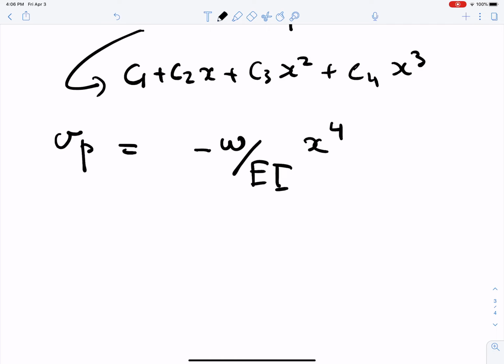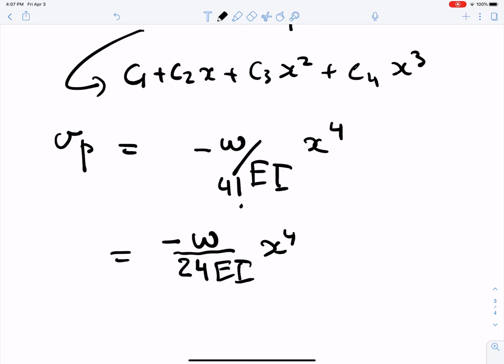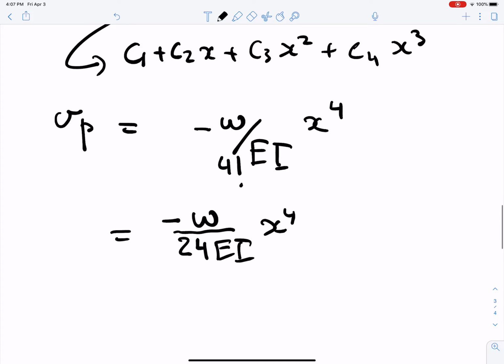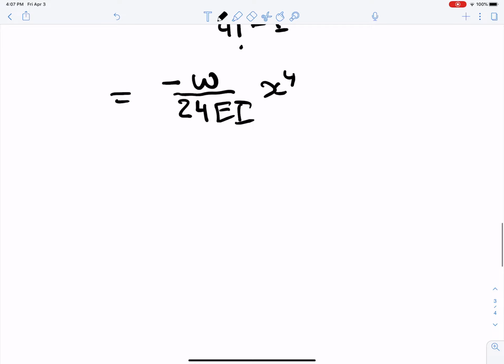Okay, and what's missing is if I take 4 derivatives, I get 4 factorial, so I also need to divide by 4 factorial. 4 factorial is 24, so I get minus W over 24 EI times x to the fourth. Good. This is our particular solution.